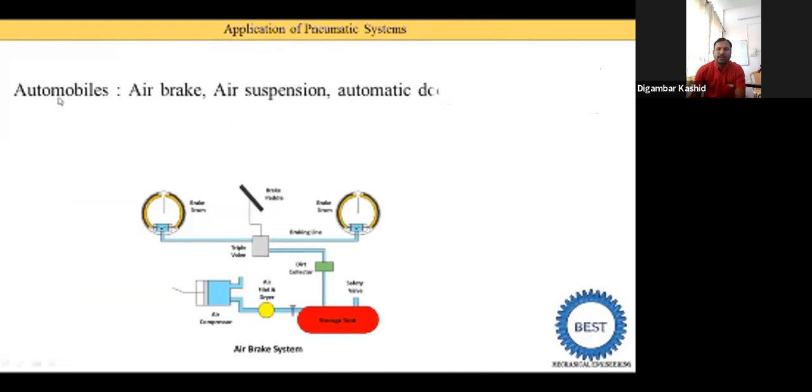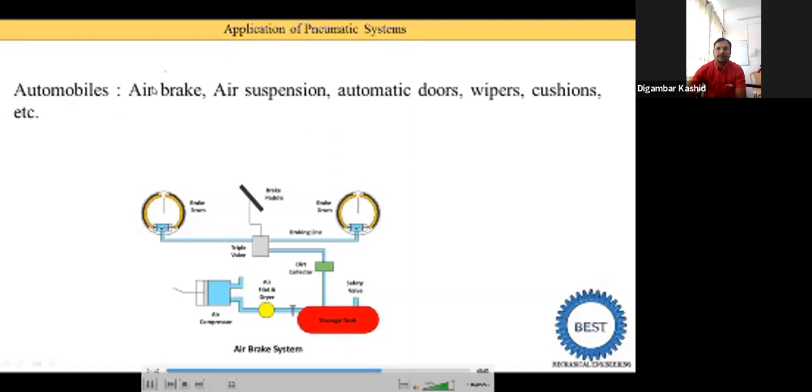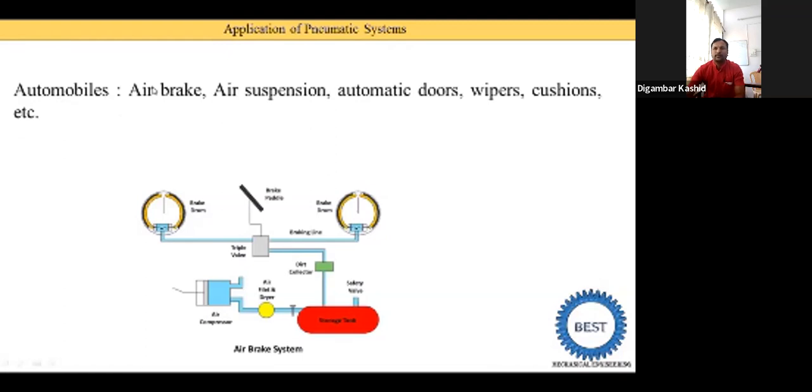Next, it is used in automobiles. In automobiles there are a number of components that work by using hydraulic systems as well as pneumatic systems. Here we have written the air brake. A similar application we see in a hydraulic system, that is, the hydraulic brake is already available. In some vehicles the pneumatic brake is used. Then the air suspension system, automatic doors, wipers and cushions.